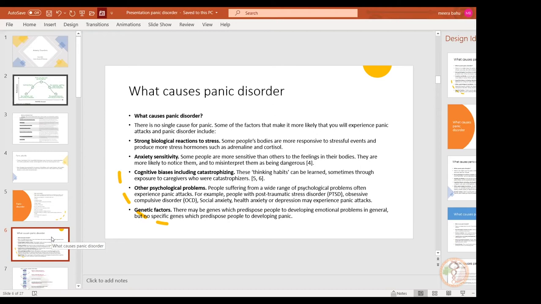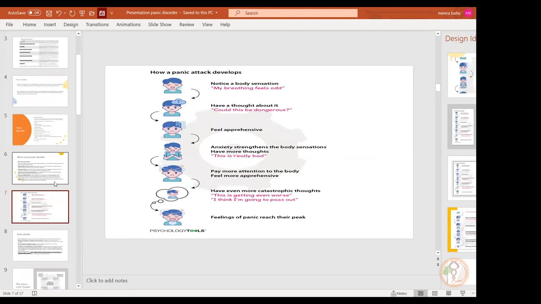Other psychological problems: people suffering from a wide range of psychological problems often experience panic attacks. For example, post-traumatic stress disorder, obsessive compulsive disorder, social anxiety, health anxiety, depression. They may all experience panic attacks. So genetic factors could play a part as well. So what happens in panic?